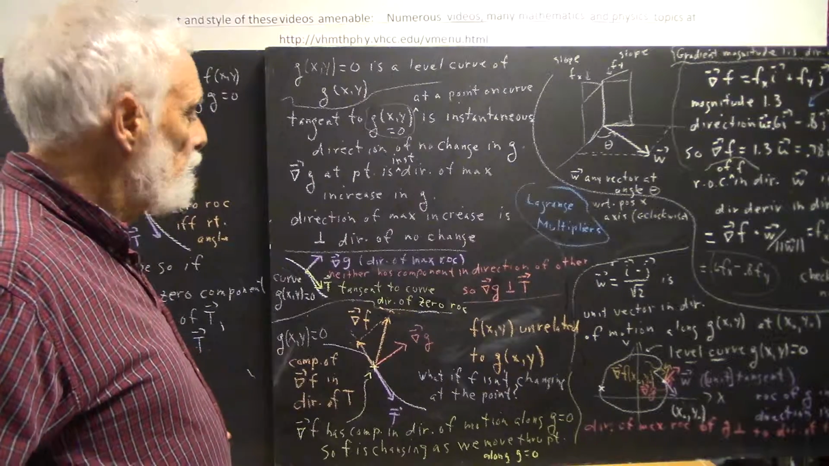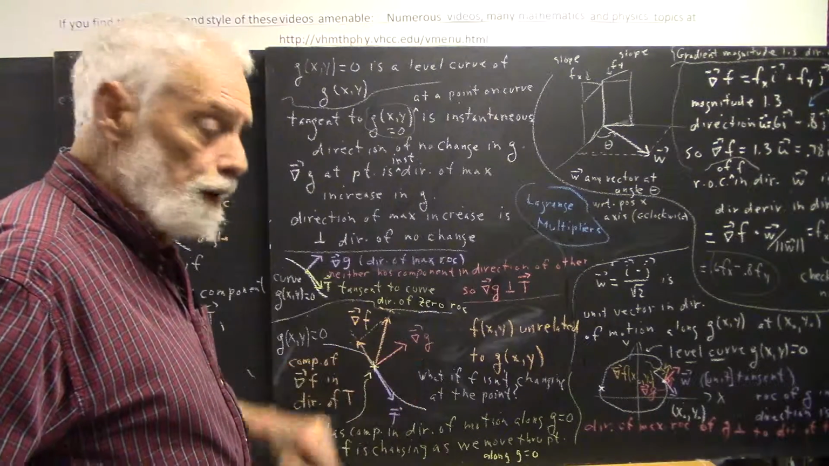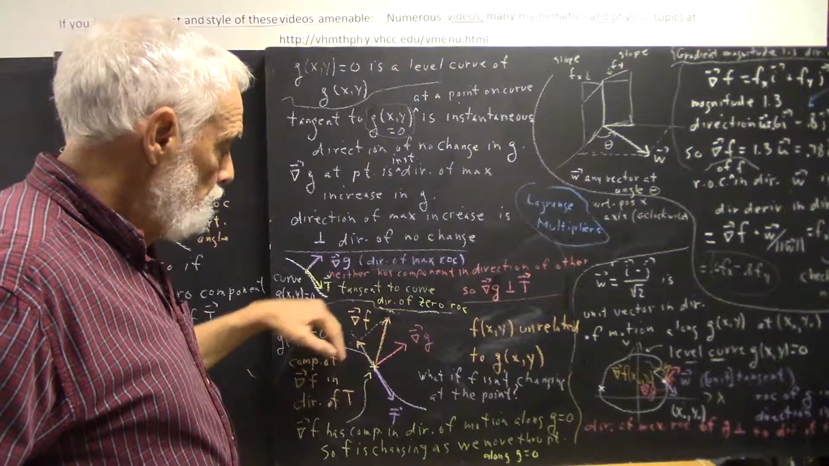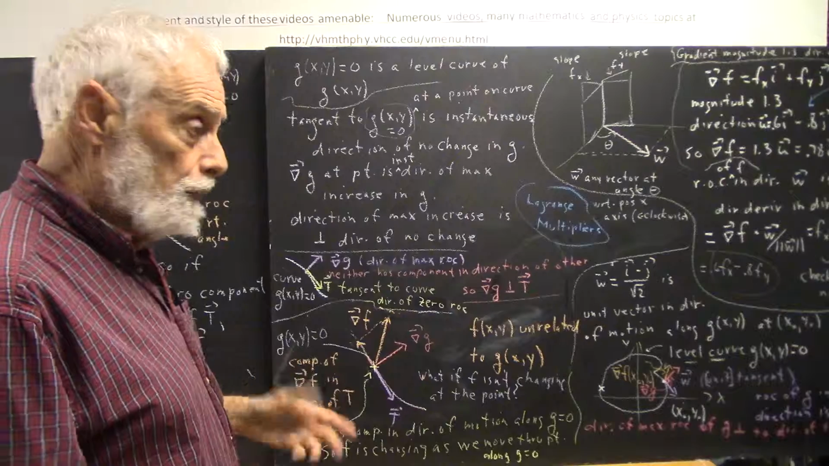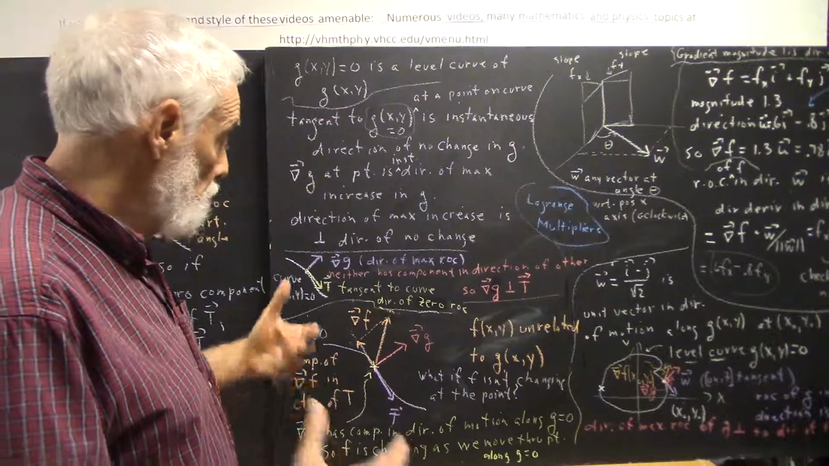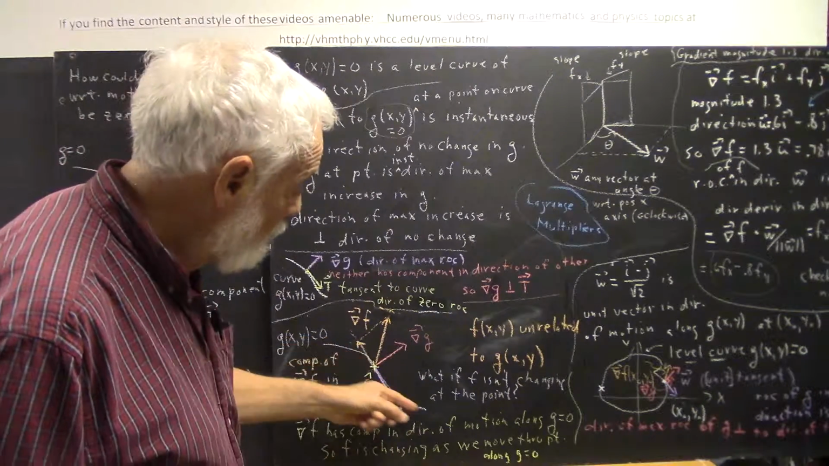So my question is, how would del f and del g and the unit tangent vector, how would all these vectors look if you had a point of relative maximum or relative minimum of the temperature along this curve?